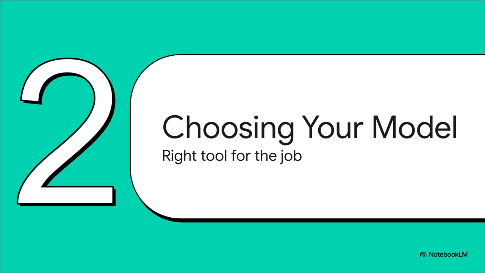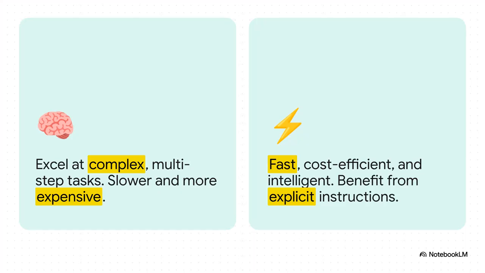So sending a prompt is just step one. Your first big strategic choice is deciding which model gets that prompt. And this is super important because not all models are the same, and your choice is going to have a huge impact on your results, your costs, and even how fast you get an answer. So you're basically looking at a trade-off. On one side, you've got these heavy-duty reasoning models. They're amazing for really complex multi-step problems, but they're a little slower and they cost more. Then, on the other side, you've got models that are just built for speed and efficiency. They're super fast, really smart, and way more cost-effective for most everyday tasks.